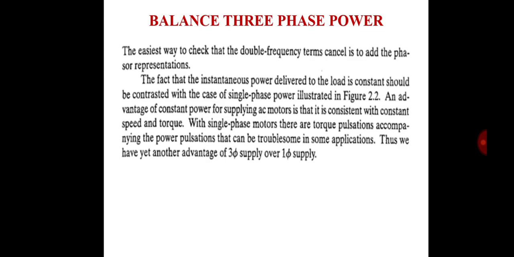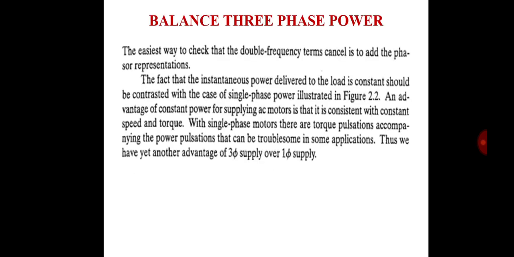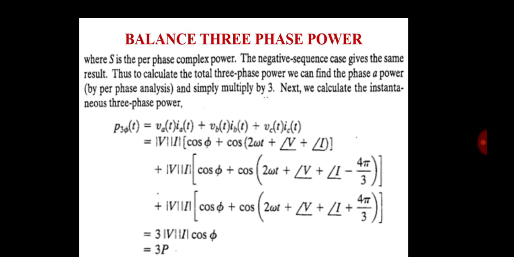The easiest way to check that the double frequency terms cancel is to add the phasor representation. Here double frequency means cos(2ωt plus angle V plus angle I), cos(2ωt plus angle V plus angle I minus 4π/3) and cos(2ωt plus angle V plus angle I plus 4π/3) cancel.